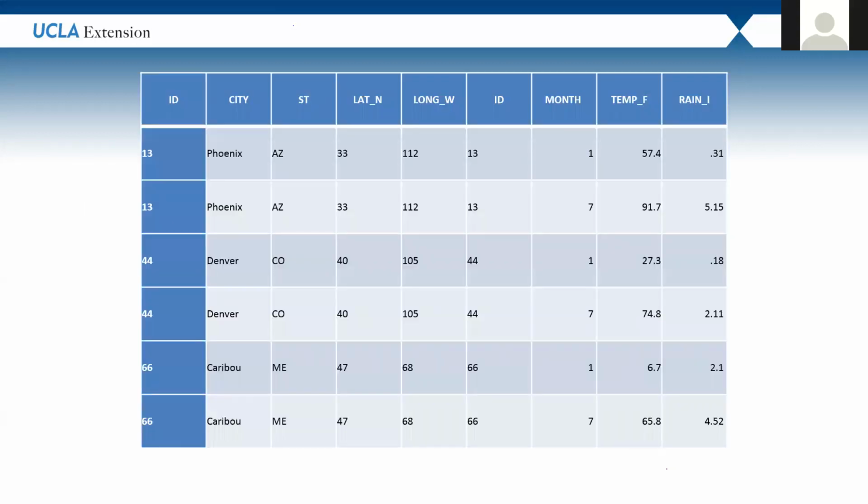Okay, so here we go, this is the select results statement. We get the two tables joined together, so we have the fields ID, city, state, latitude, longitude, ID, month, temperature, and rain.